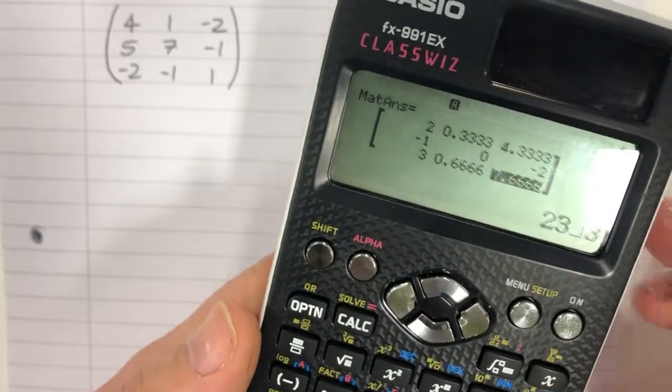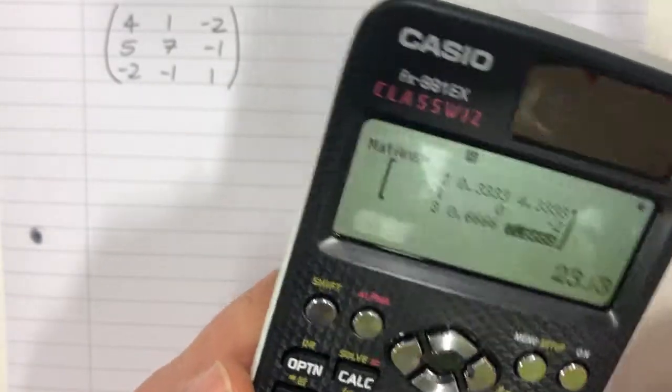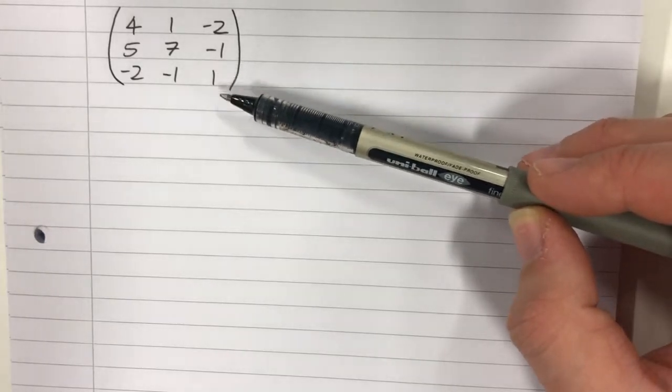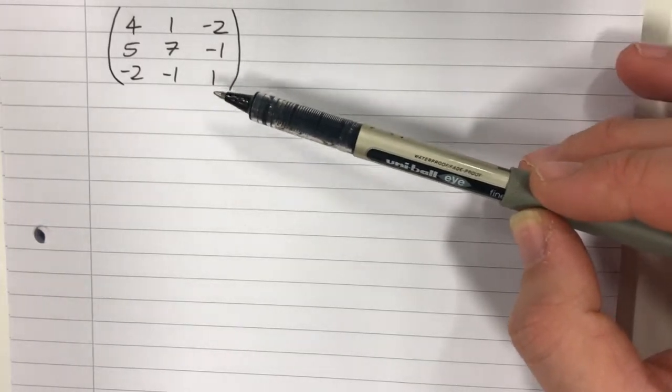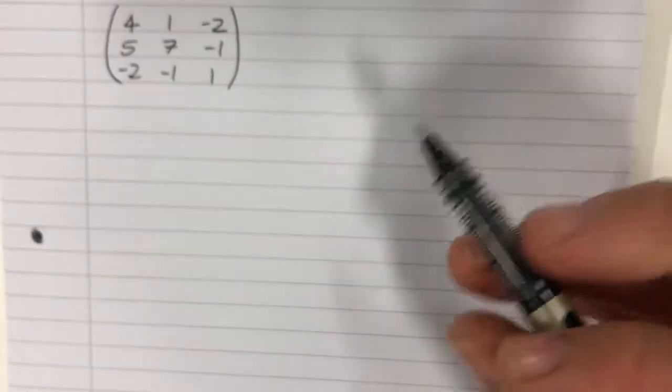Now, the exam board know full well that you can take this calculator into the exam, so they tend to ask questions with an algebraic element in the matrix, so that you won't be able to use your calculator to find it. Okay, but if it is numerical, we should still carry out the method showing our workings, and then we can use the calculator as a check, not to give the answer.